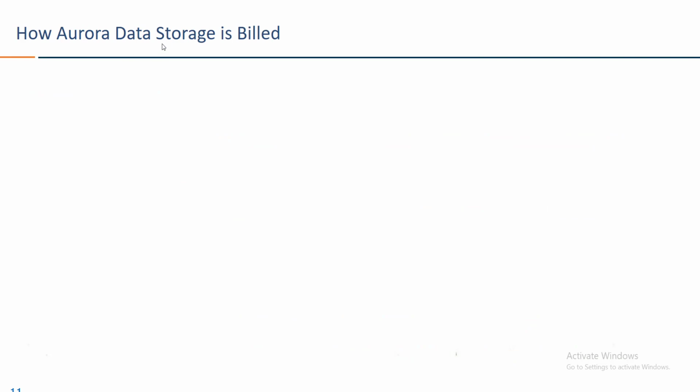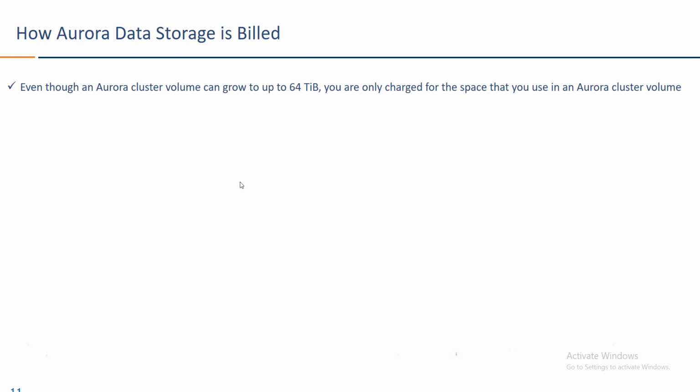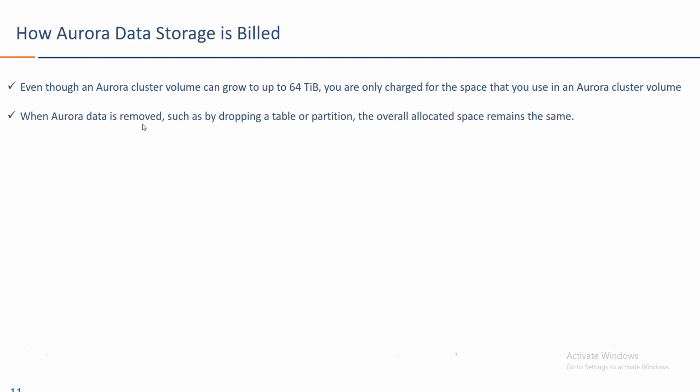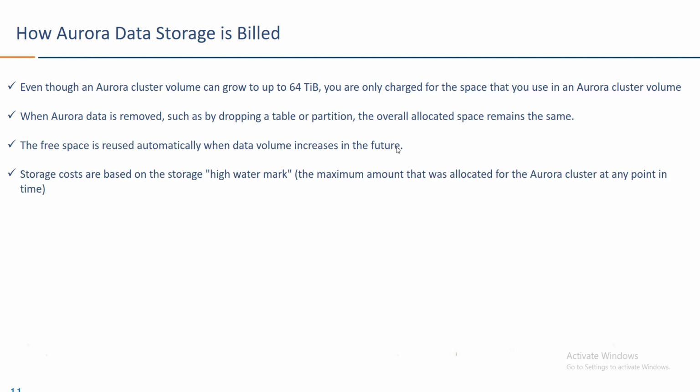How is Aurora data storage built? Interesting point. While launching, it didn't ask for any kind of storage. Even though the Aurora cluster volume can grow up to 64 terabytes, you are only charged for the space that you use in the Aurora cluster volume. When Aurora data is removed, such as by dropping a table or partition, the overall allocated space remains the same. The free space is reused automatically when the data volume increases in the future.